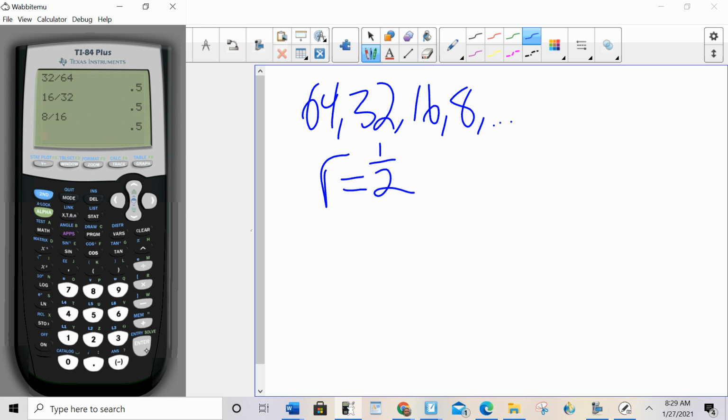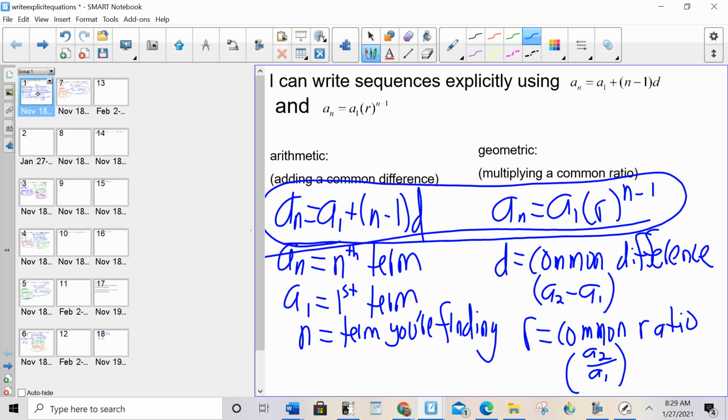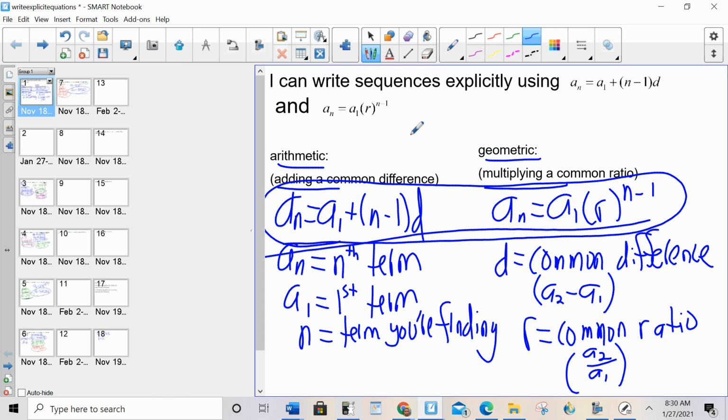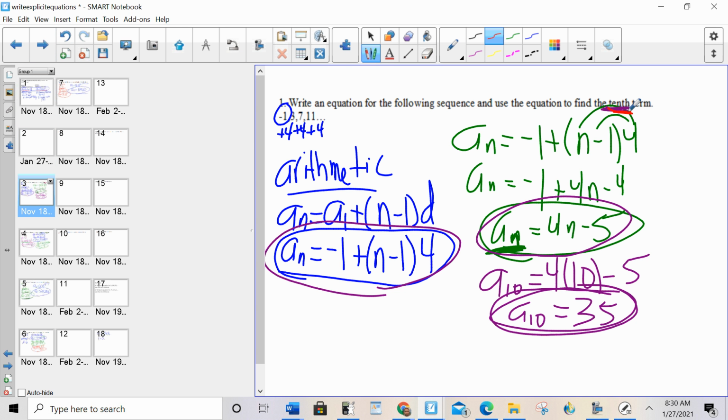Your classwork/homework is to finish writing sequences explicitly. Again, there's 2 types. There's arithmetic when you're adding. There's geometric when you're multiplying. If you can't figure it out mentally, then use the calculator. Subtract, subtract, subtract. Divide, divide, divide. Whichever method gives you the same value, that's the type of sequence it is. They each have their own formula. They're both given to you on your reference sheet, so you don't have to have them memorized. Once you pick your appropriate formula, substitute the values in, and then once you have your equation, if you want to find a specific term, you can just replace that in for n.